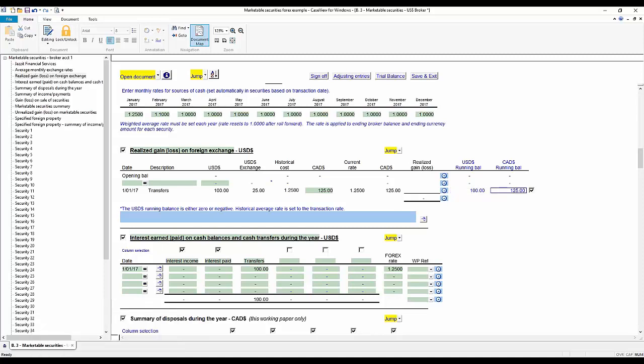For my next transaction, on the 1st of February, I'm going to purchase 100 shares of Company A for $1 US each. The exchange rate on the 1st of February, as you can see, is 1.1. And this will give rise to a foreign exchange loss.